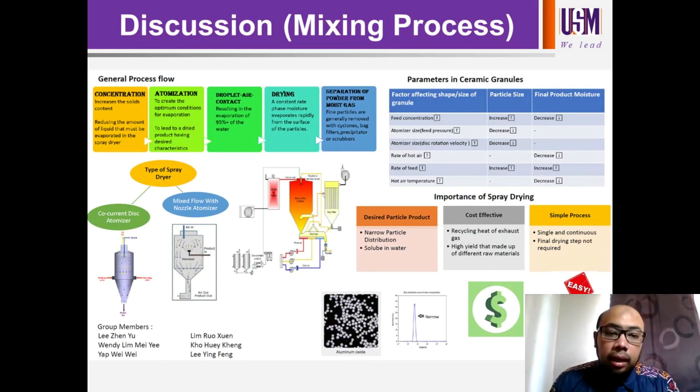Okay, this atomization process will sprinkle the slip concentration that you produced in the mixing process, and during the atomization process it will produce droplets. When they contact with the air, they will form different sizes of ceramic powders or granules, and after the contact with the air, this powder will go through the drying process, and then the separation of powder from moist gas.